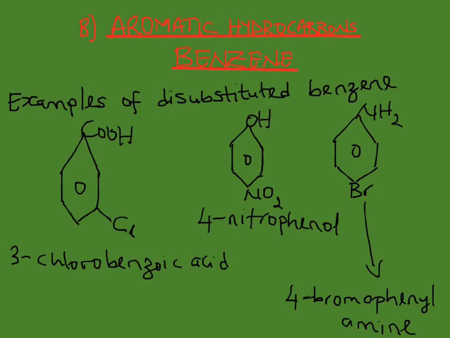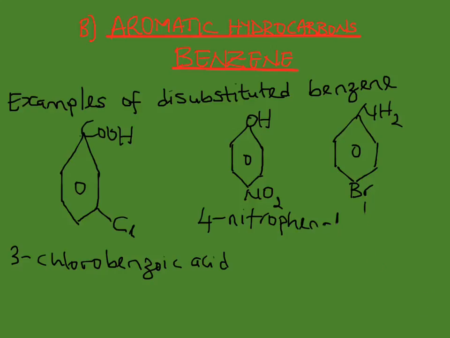Like you can see on your screen, the first example of a disubstituted benzene is 3-chlorobenzoic acid. The next is 4-nitrophenol. And the last one there is 4-bromophenylamine.